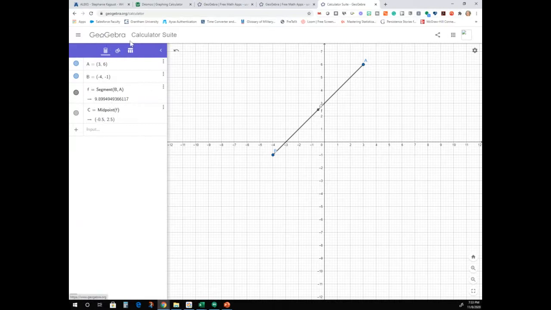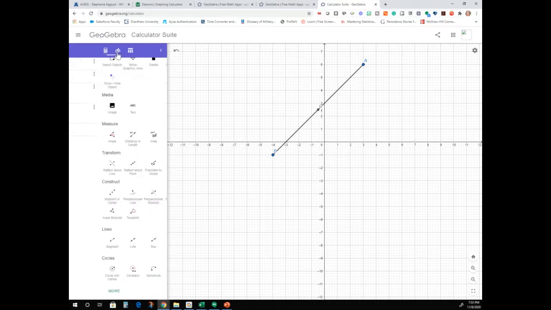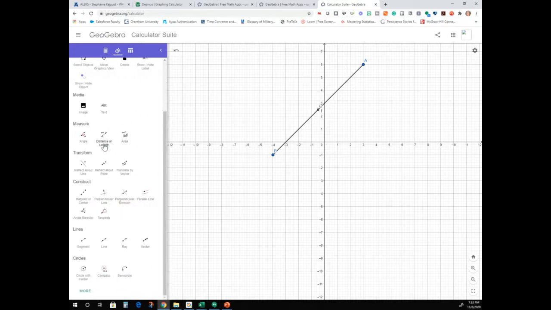So this is just a different graphing calculator that you can use. I only really use GeoGebra for trig stuff or for double checking midpoints and distances, because you can actually use it to find distances here. So there's this button, distance or length. You click on the line, and then it only gives you the decimal version, though, not the exact version. But you can use this to check your work if you want.